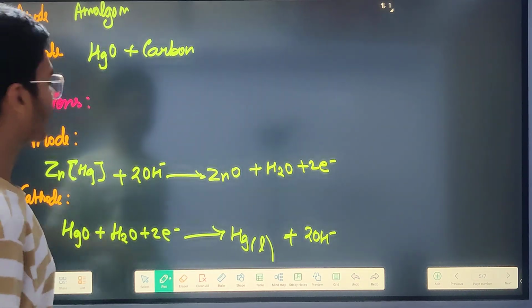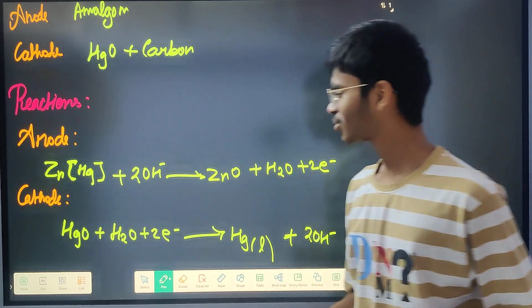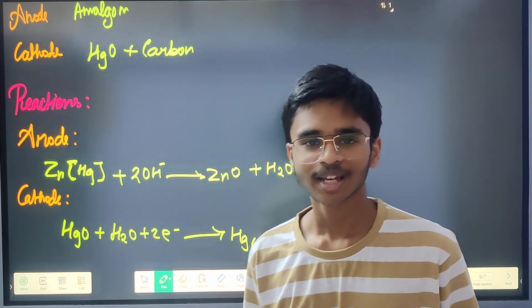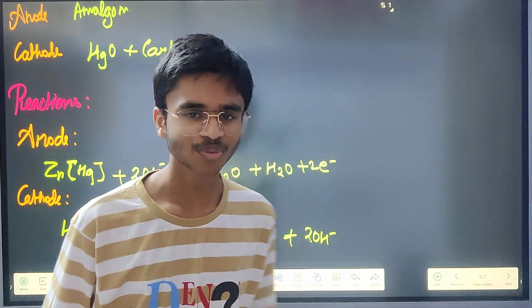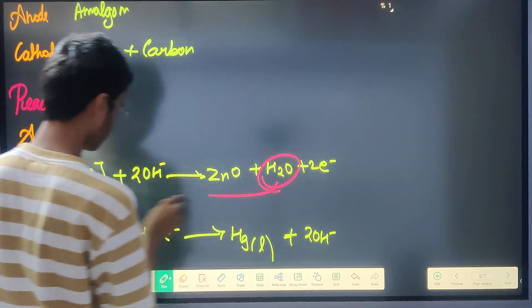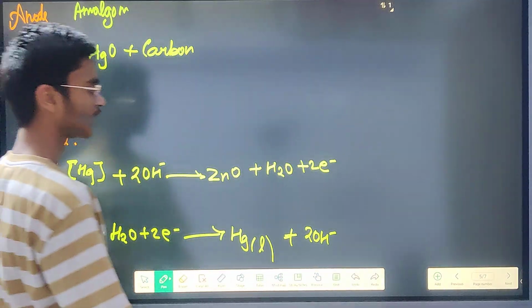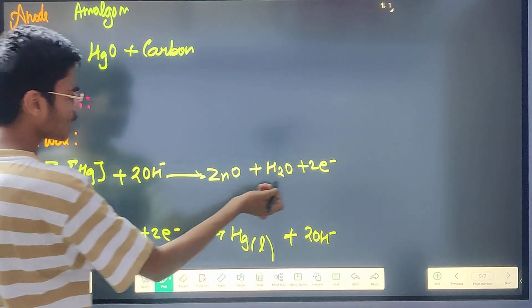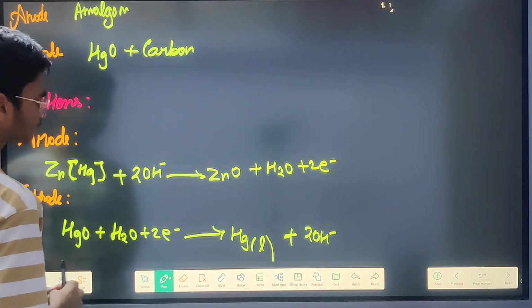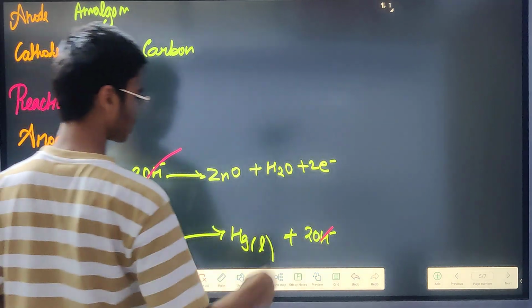For the anode, ZnHg plus 2 OH minus gives rise to ZnO plus H2O, and also 2 electrons. So this water is what is coming here. Other than that, water is only formed in that mercury cell. This is the water that is over here. Then in the total net reaction, this and this can be cancelled.